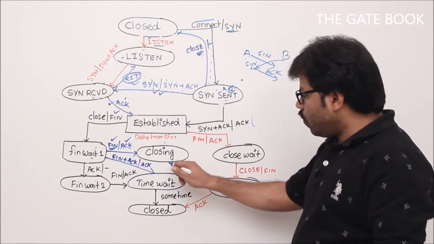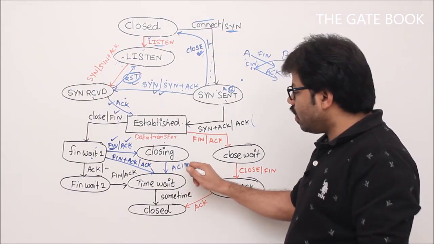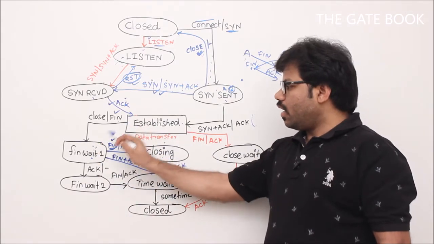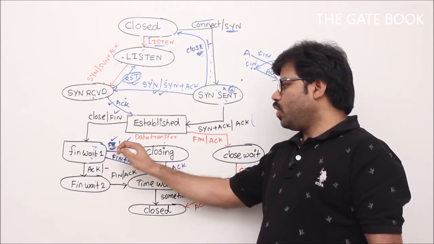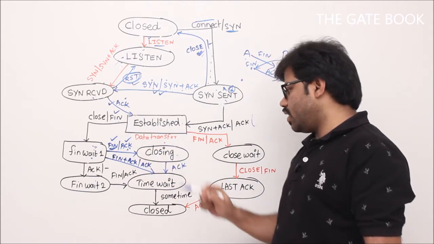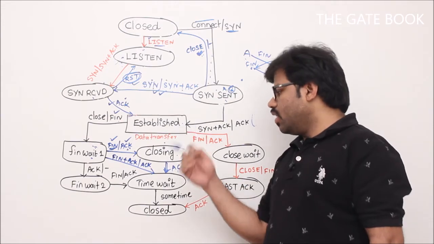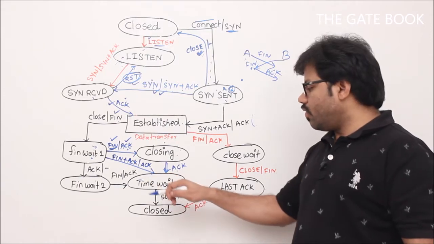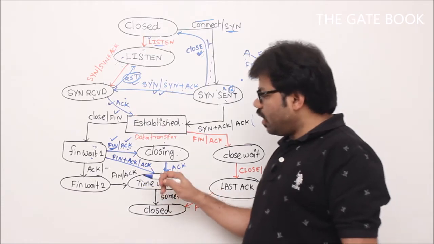From closing, if you get ACK again, what does that mean? Already you sent FIN. That's why you were in FIN wait 1. Try to understand. Being in FIN wait 1 means you sent FIN and you are expecting ACK, but you got FIN. Then you sent ACK for that FIN and you went to the closing state. In that closing state, if you get ACK, that means it is for your FIN. Then go to time wait. That means it is almost like the closed state. I will tell you the reason why we go to the time wait state rather than directly to closed. At this moment, directly time wait.